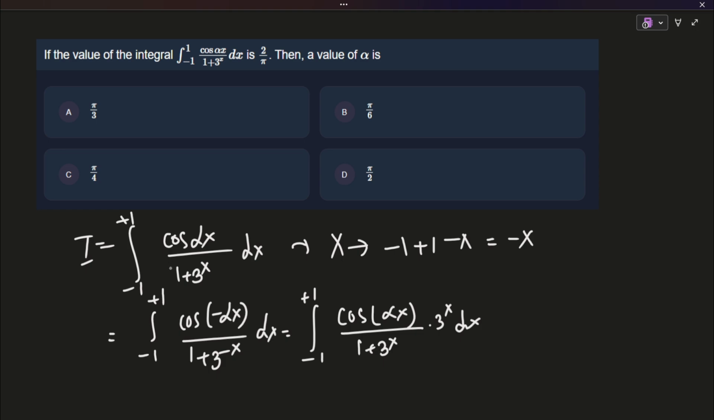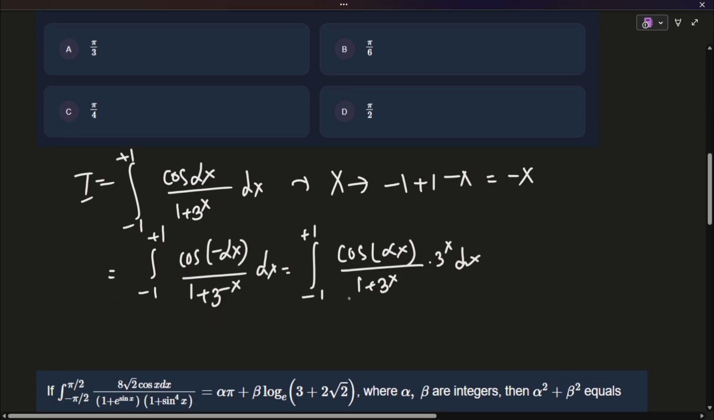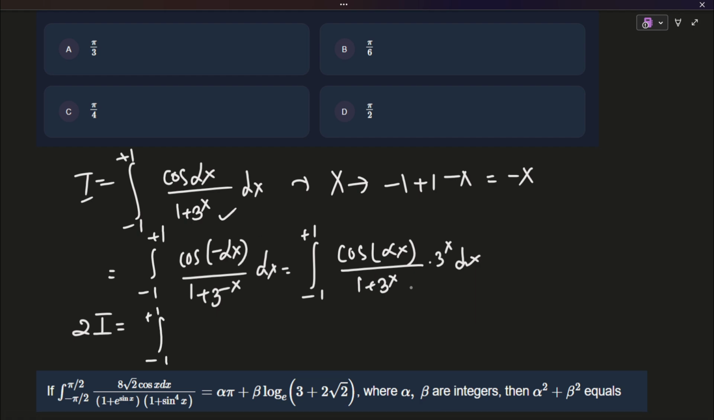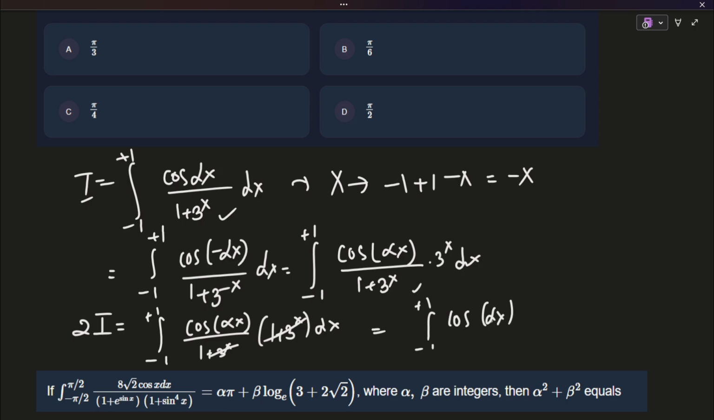Now, this is also I, this is also I. If you add these two copies of I, what will you get? Again, 2I would be equal to minus 1 to plus 1, add this and this. You see that cos of alpha x by 1 plus 3 to the power x will get common. Under it you will have 1 plus 3 to the power x. They will get cancelled, and you will be simply left with minus 1 to plus 1 cos of alpha x, which is a very standard integral. The antiderivative is sine of alpha x by alpha.